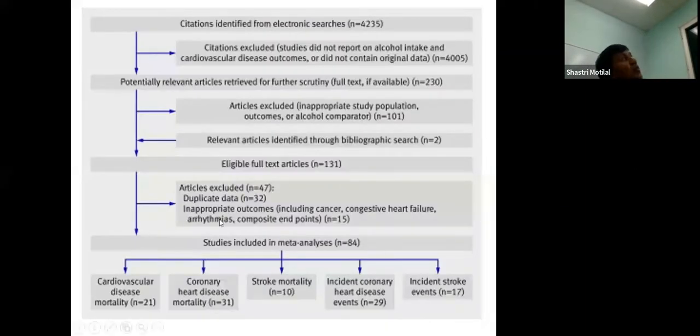This shows the process, how they went through it. This was what they found in the initial search. This is how they excluded some studies. If you notice, out of the 4,000 that they found, they excluded the majority of them because the study didn't report on alcohol intake. It's kind of easy, not so difficult. It's not like they have to read 4,000 studies and say, there's a study of interest. It's not too bad. But they still end up with 84 studies looking at different outcomes.